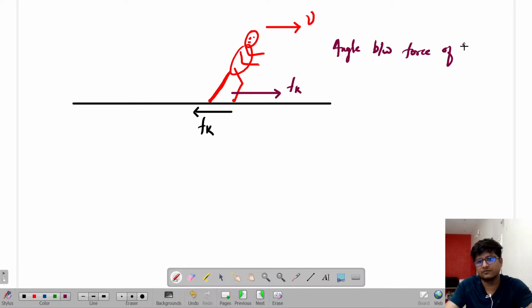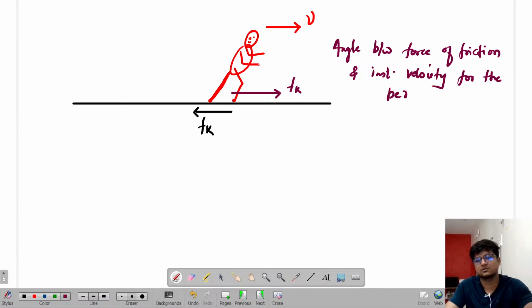Force of friction and instantaneous velocity for the person is how much? 0 डिग्री। समझ आई कि नहीं आई बात? But let's suppose if I look at the same scenario for the ground, it will be how much? 180 डिग्री। अब समझ में आया? ठीक, नेक्स्ट क्वेश्चन कौन सा था?